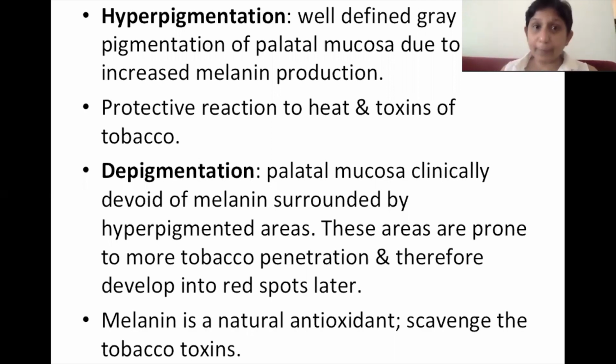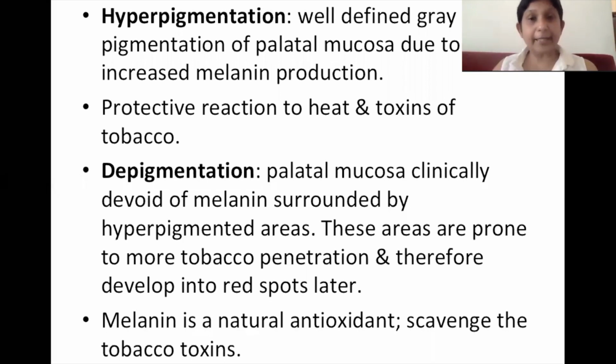Now, why will depigmentation happen? That is because the tobacco will penetrate into these areas and develop into red spots. I showed you one area which was a dilated salivary gland duct. And melanin is also a natural antioxidant. So it will scavenge the tobacco toxins. So what do you mean by scavenging? It will remove the toxins of the tobacco. That is why melanin has a protective effect.